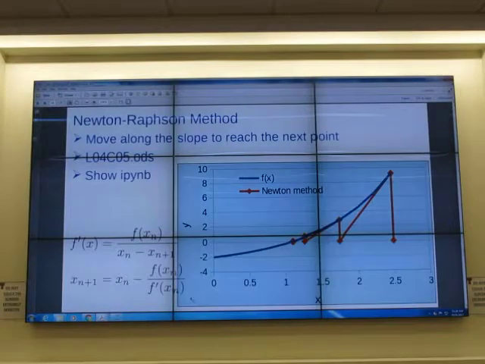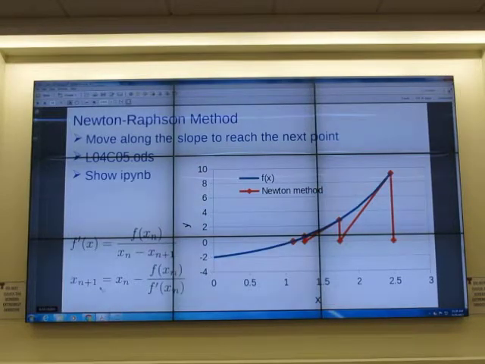I'll check. So basically, you go from the definition of the slope, delta y over delta x. You rearrange it a little bit and then you get x_{n+1} equal to x_n minus function value divided by slope. And if you keep doing that, eventually you will approach the answer. And this way of doing it is faster than the bisection method or fixed point iteration. 10 times faster. Okay?